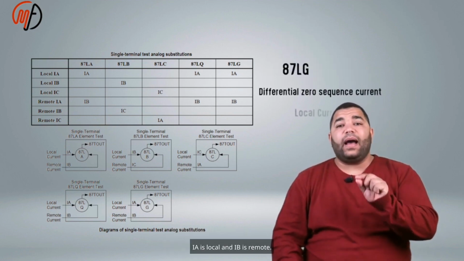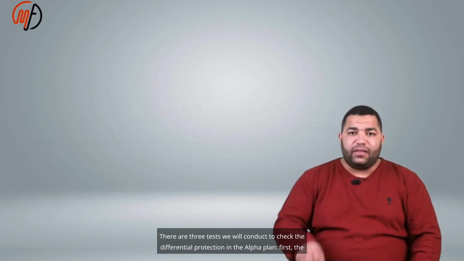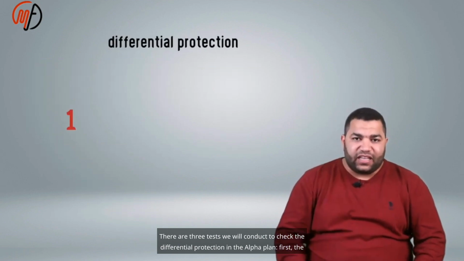Here, IA is local and IB is remote. There are three tests we will conduct to check the differential protection in the alpha plane. First, the pickup setting test, 87LBB.